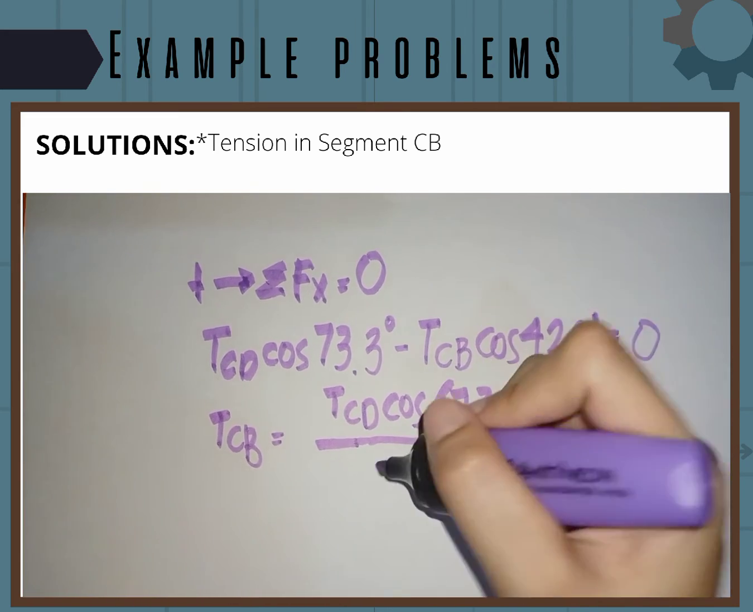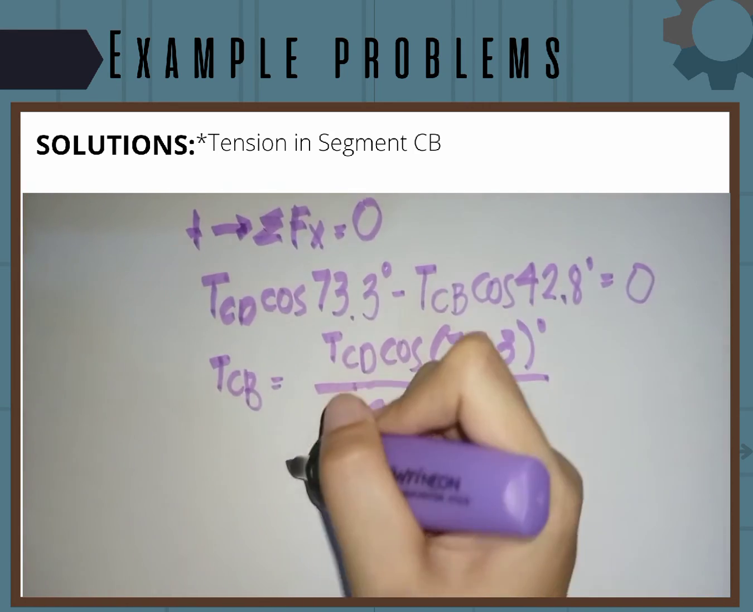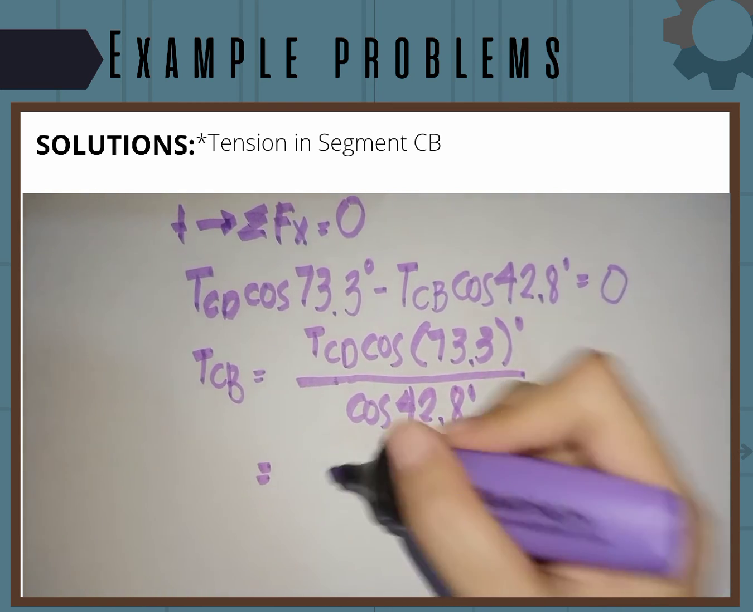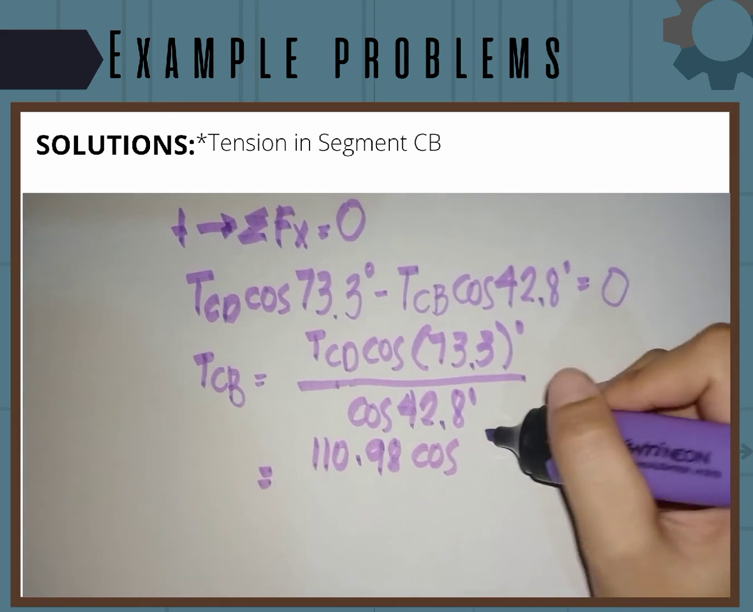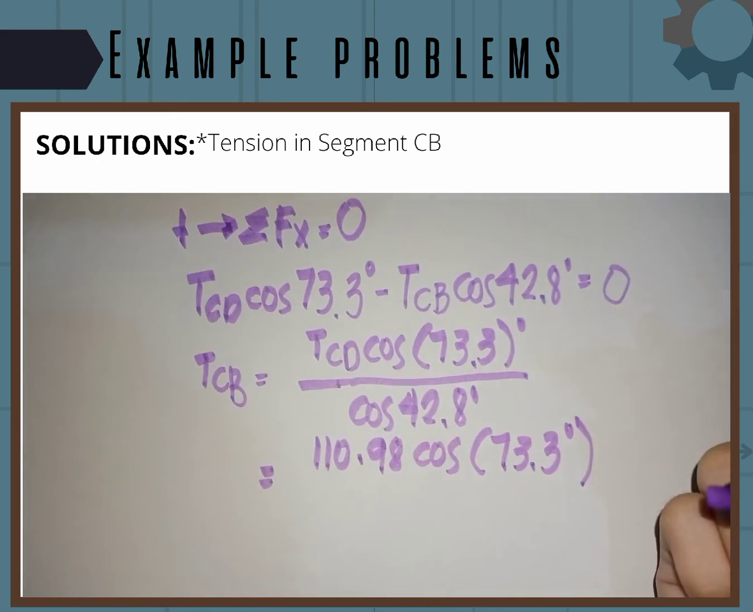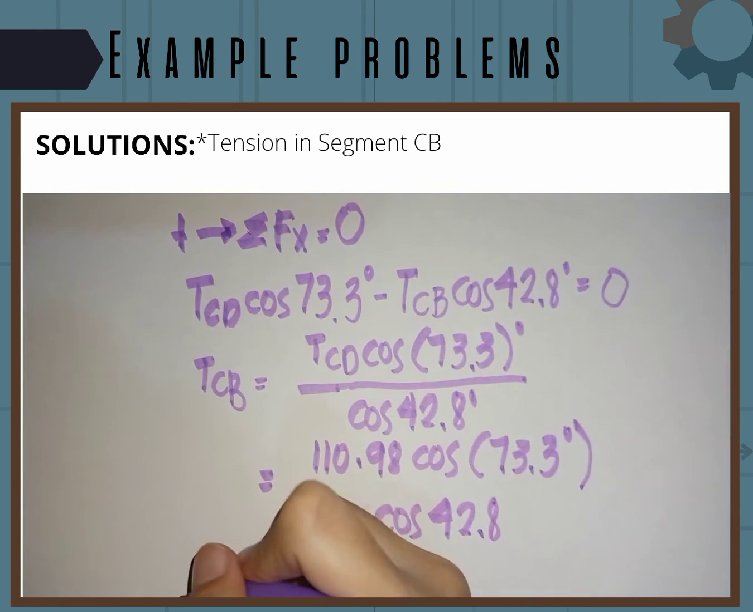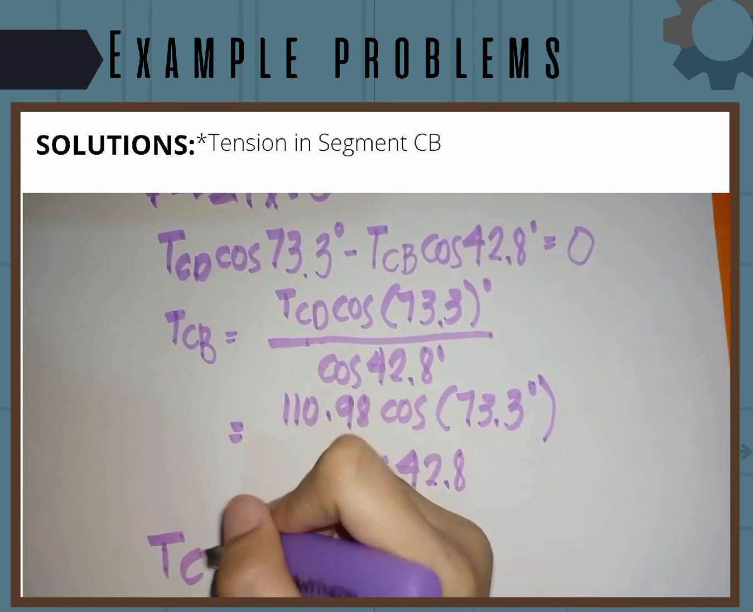Since we have the equation, we will now substitute the value of tension at CD is equal to 110.98 cosine of 73.3 degrees over cosine of 42.8 degrees. This will give that the tension CB is equal to 43.46 kilonewton.